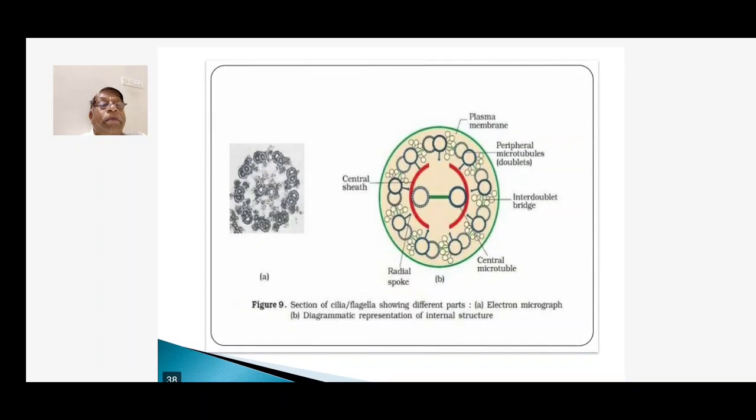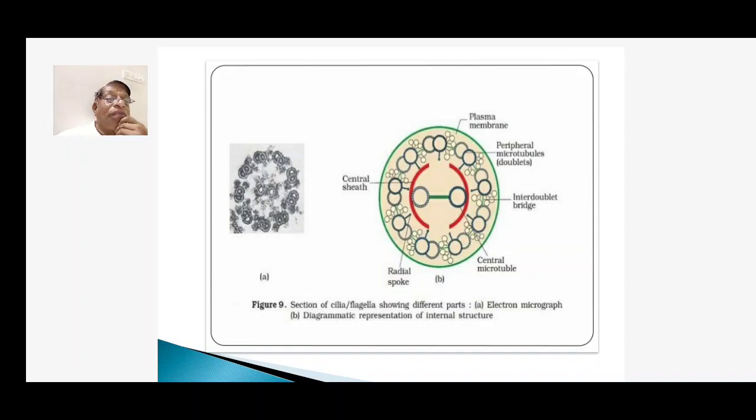See the diagram now carefully. You examine a section of cilia or flagella. You can see plasma membrane, the outer membrane. You can also refer peripheral microtubules. Microtubules, they are in doublets.